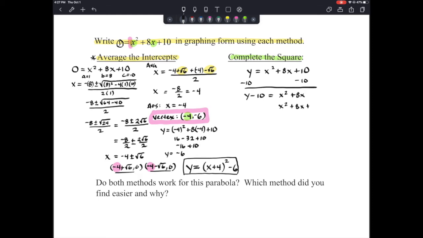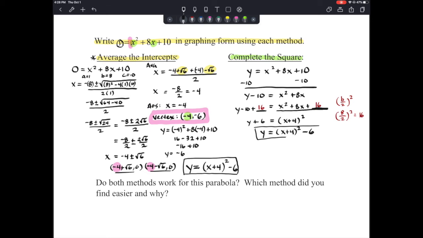We'll look to make it a perfect square trinomial by adding something to each side. And when we do, remember, we're going to take b divided by 2 and square it. So 8 divided by 2 squared is 16. We'll add 16 here. Now we've got y plus 6 is equal to x squared plus 8x plus 16. And we can factor that into (x plus 4) squared. Now we subtract our 6 from each side, and we get y is equal to (x plus 4) squared minus 6. And now we have it in graphing form for this method.